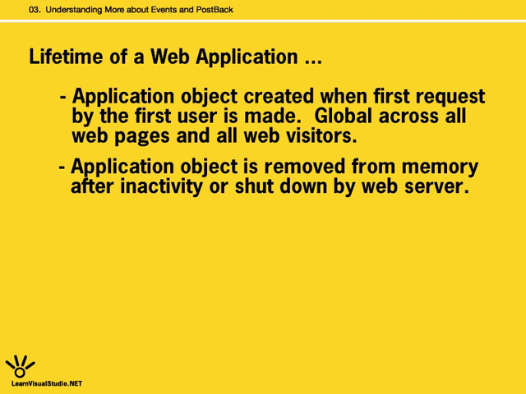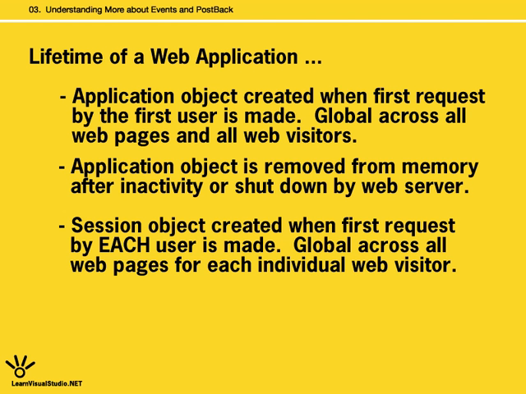Now similarly, there's another type of object that's created every time a user accesses a website, and it's called the session object. So a session can span multiple requests, but only for a single website user. So if you have 10 people accessing your website at the same time, there will be 10 session objects in the computer's memory, one for each user, regardless of how many pages each user has looked at, whether 1 or 100 pages.